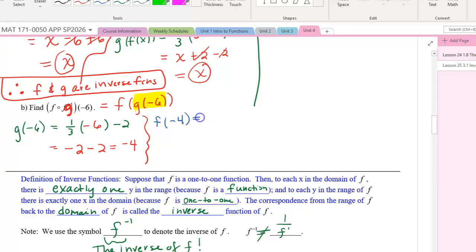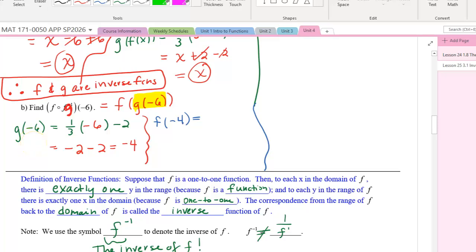Now, if they are truly inverses, what should I get here? Remember that inverse functions undo each other. So g will start with a number, give you an answer, and then if f is its inverse, it's going to take that answer and map it back to the beginning. So this should give me -6.